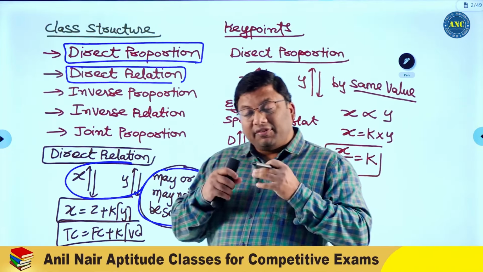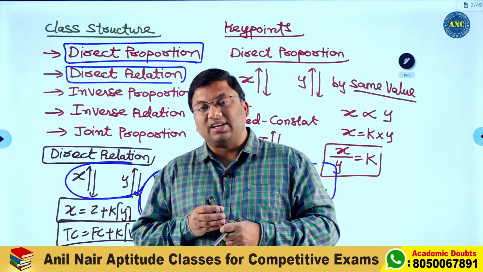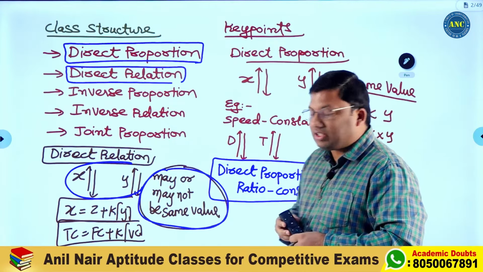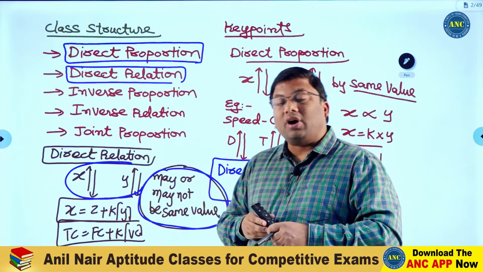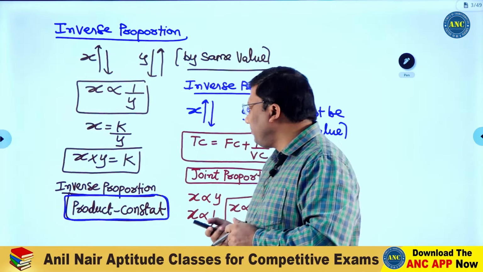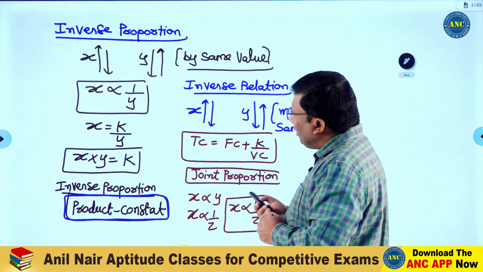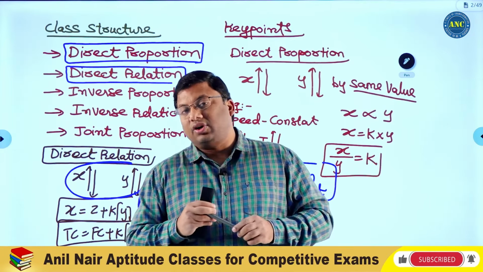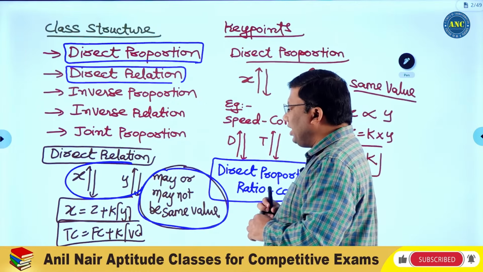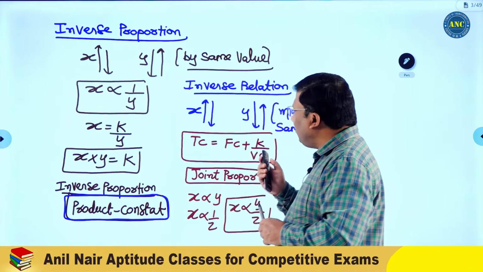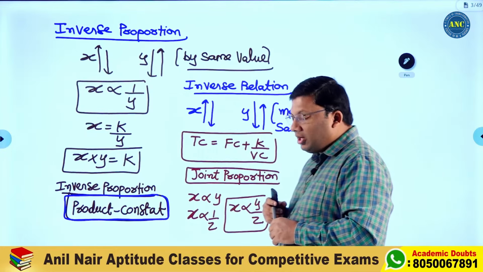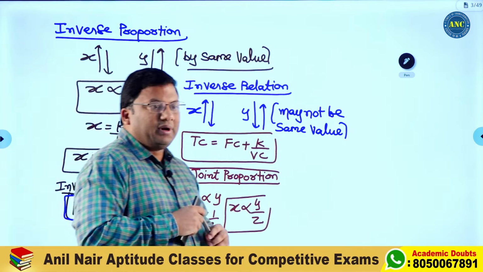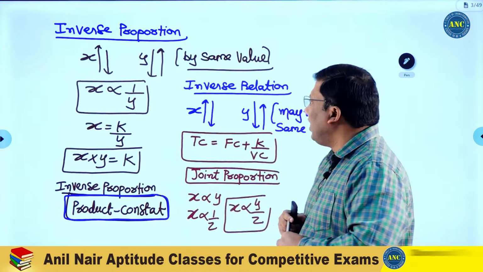I hope the definition of direct proportion is clear. In direct proportion, what is constant? Ratio is constant. In inverse proportion, what is constant? Product is constant. What is the equation of direct relationship? Total cost equals fixed cost plus k into variable cost. In inverse relationship, what is the equation? Total cost equals fixed cost plus k by variable cost. I hope the idea is clear.